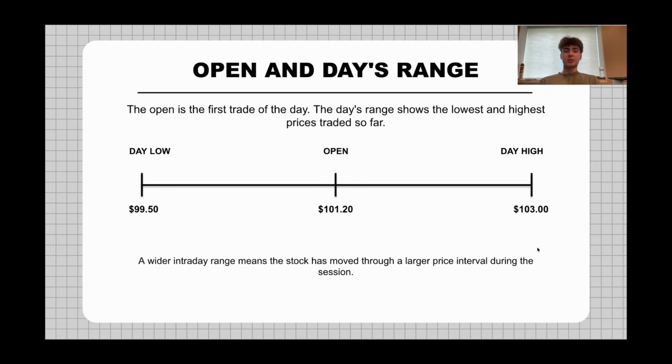Now we can talk about open and day's range. The open is simply the price of the first trade, okay? In this example, the open is $101.20. Then we have the day's low and the day's high. The lowest price traded today was $99.50 and the highest was $103.